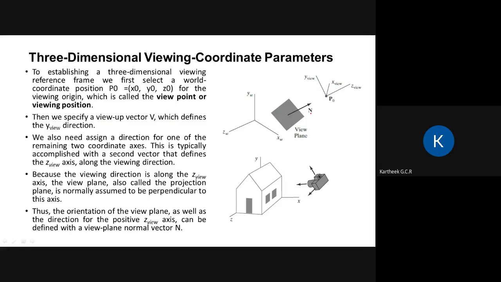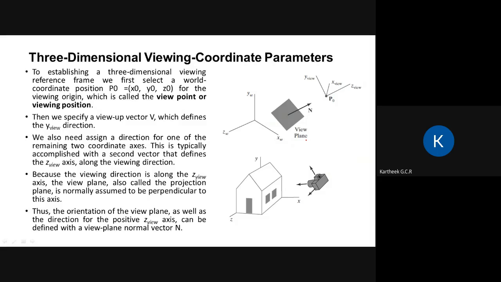Now the projection plane will sit somewhere along the Z view. Say this is the Z view axis; imagine we are looking like this. This projection plane will sit somewhere on the Z axis, along the Z view. The orientation of the plane will be the same as the orientation of the camera, that is, with respect to the up vector.